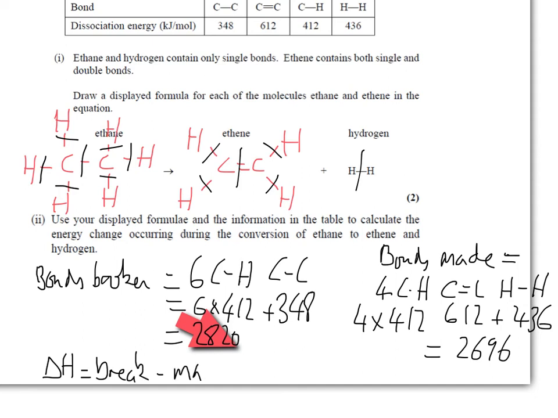So the delta H is always calculated bonds broken minus bonds made, so it's 2820 minus 2696, and that gives, I'm just doing it on the calculator, plus 124 kilojoules per mole. Okay, and I always put in the sign just to emphasize that it's a positive number and therefore it's an endothermic reaction. I'm just going to pause it there.